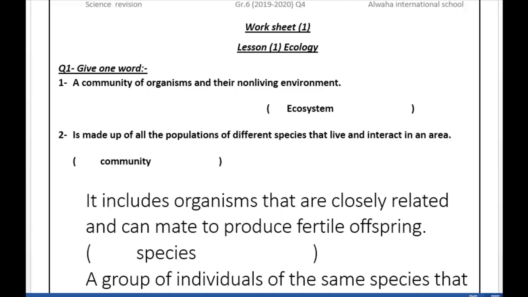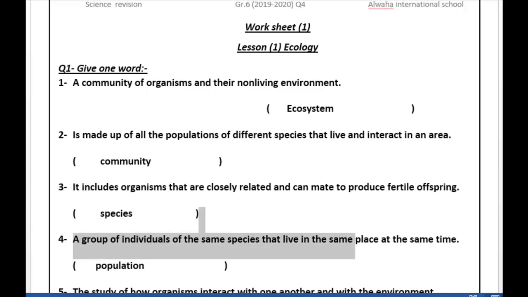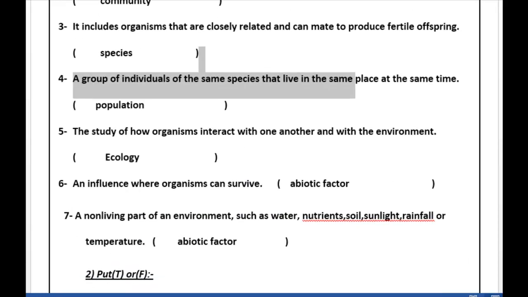Today we will start to solve our revision sheet, worksheet 1, lesson 1, ecology. Give one word. What is the meaning of a community of organisms and their non-living environments? It will be ecosystem.